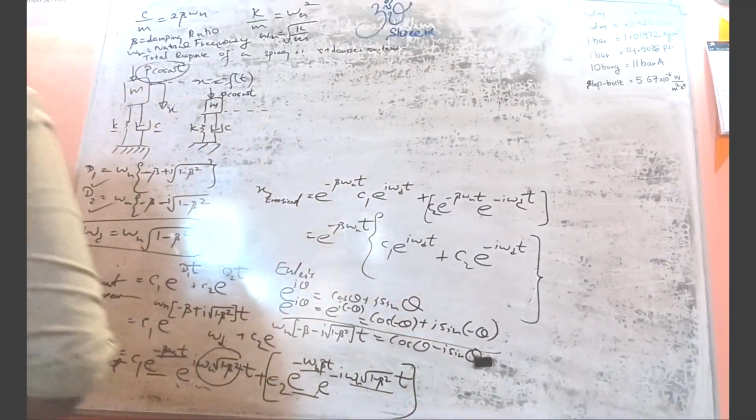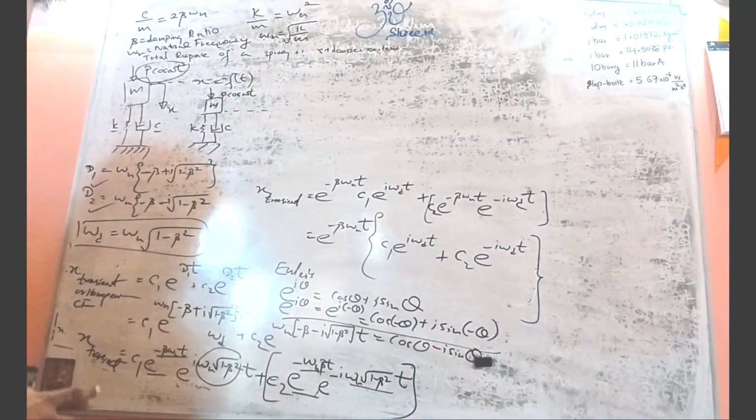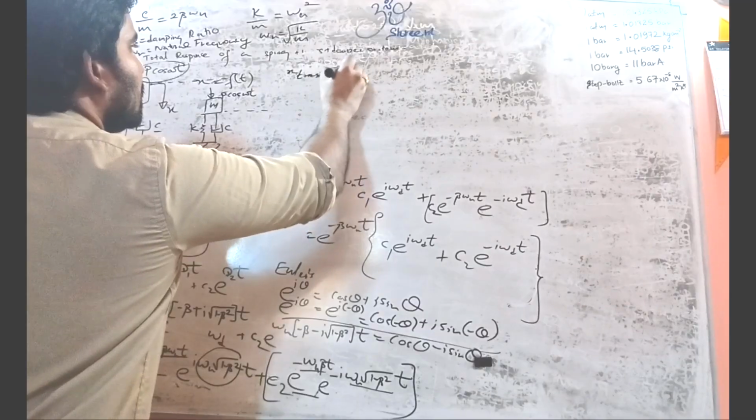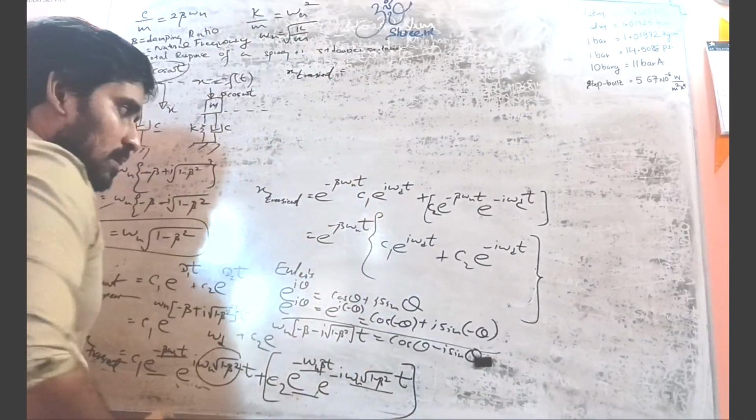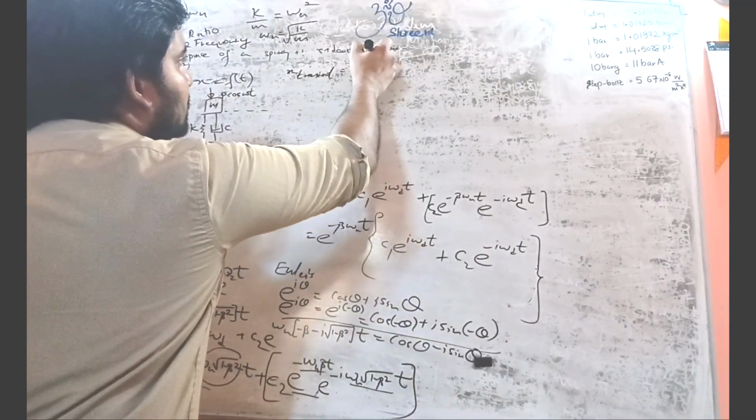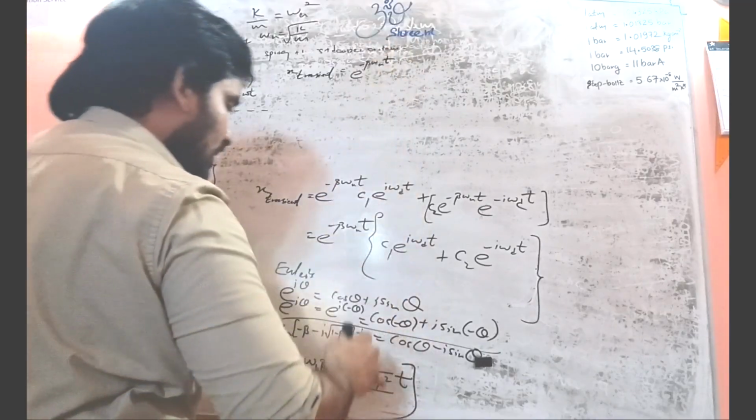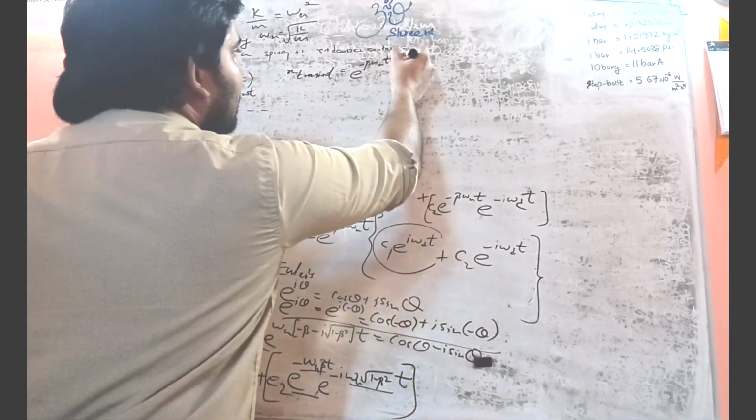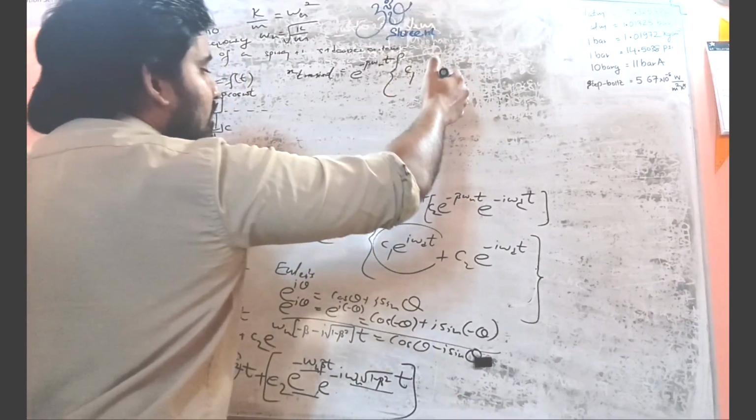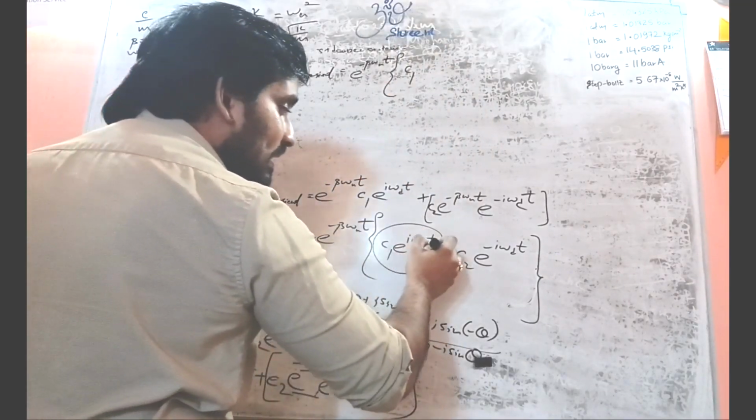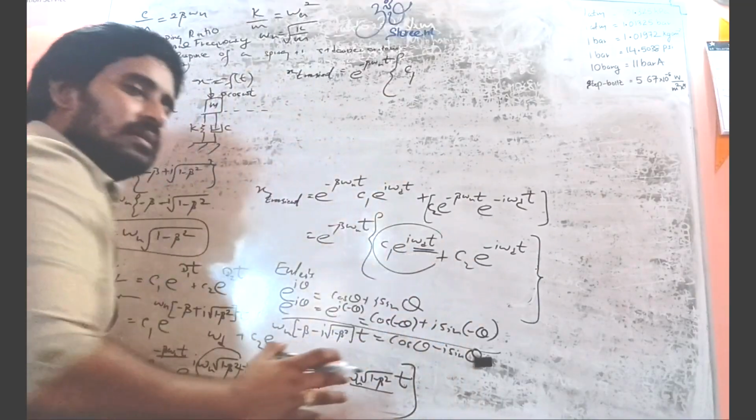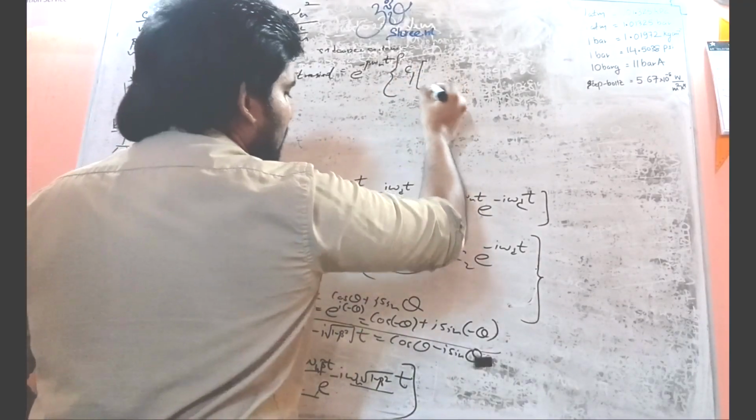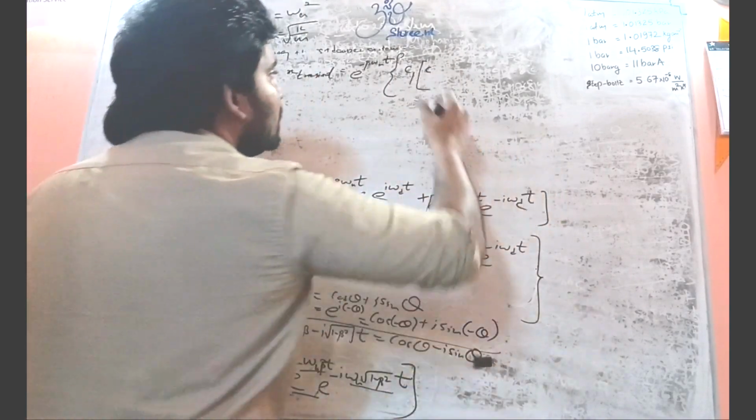Right. Now x transient equals e to the power minus beta omega n t. Let's consider this one and write the expansion. How can you write that? C1 times e to the power i omega d t. Let's consider this omega d t as one particular angle. So we will be getting what? We need to put another bracket to write the expansion.